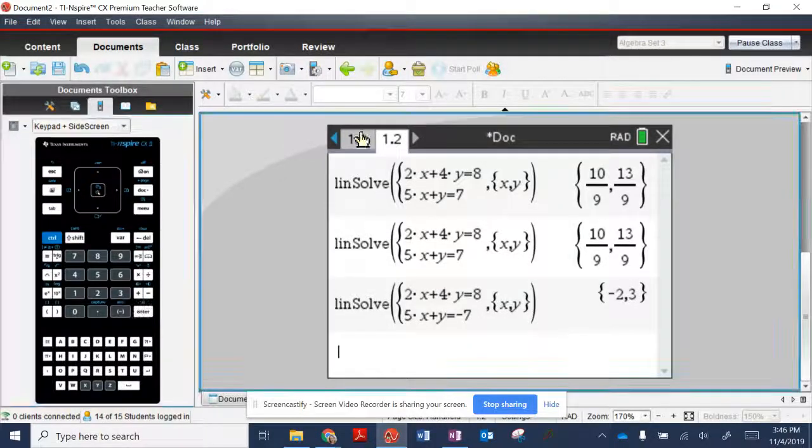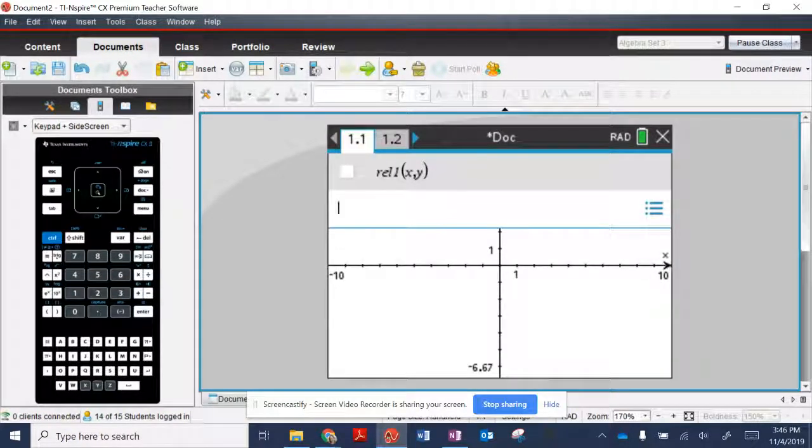Some of you might say, hey, I would rather just graph the two and find the point of intersection. Is that cool too? Of course it is. So whatever method that you think that you need to do to solve and check your work, I want you to do it. Just remember that if you're going to be graphing these, you want to graph them in relation mode because they're in standard form.